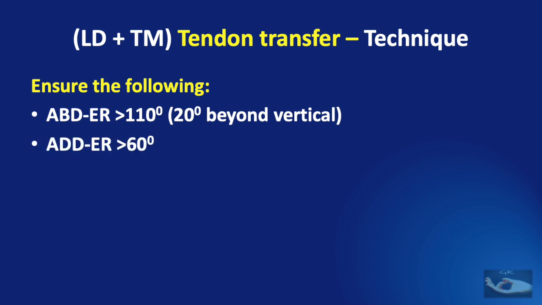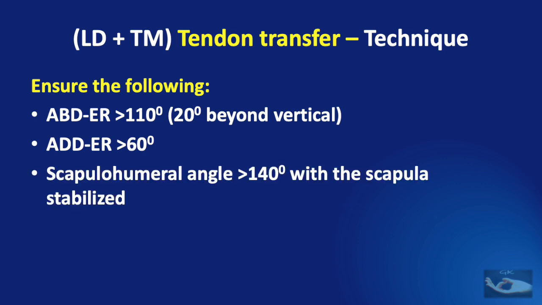The adduction external rotation must be more than 60 degrees. If the adduction external rotation is less than 30 degrees and the joint is not reduced or stable, we need to perform a joint capsulotomy, reduction, and if needed, the subscapularis lengthening even further. The scapulohumeral angle must be more than 140 degrees with the scapula stabilized.